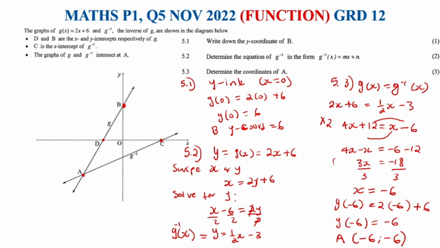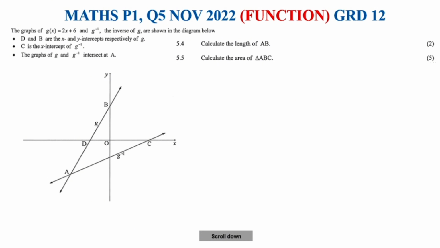All right, and that's how you would deal with 5.3. Let's go ahead and move to 5.4 and 5.5. All right, I'm going to move to the next page. I don't have space here right now. All right, there you go, great stuff.